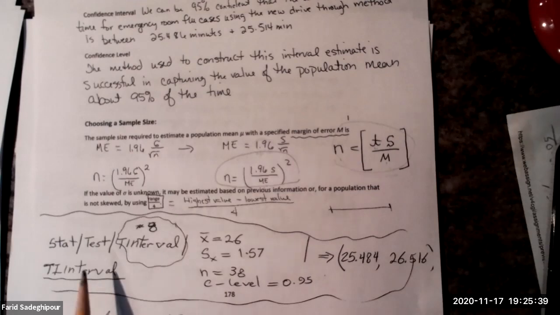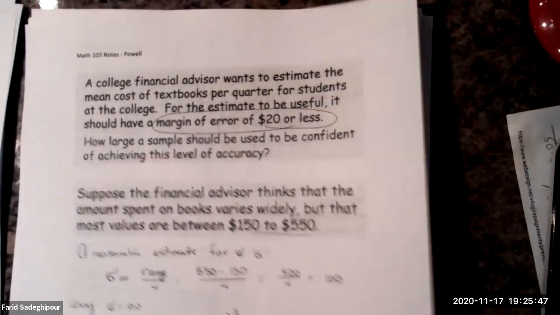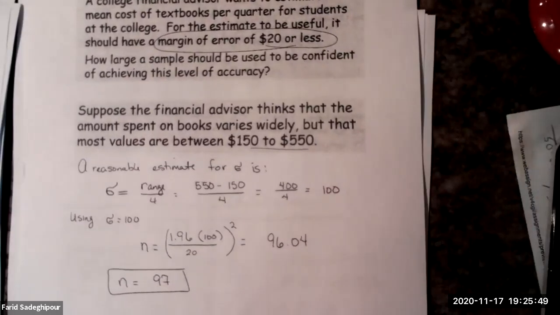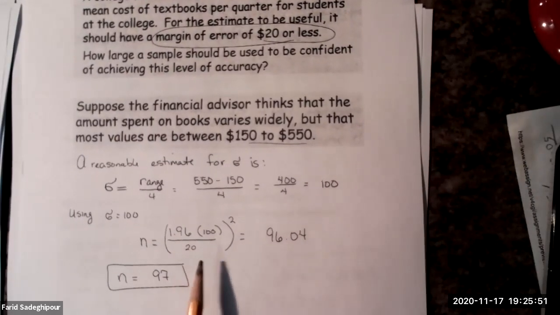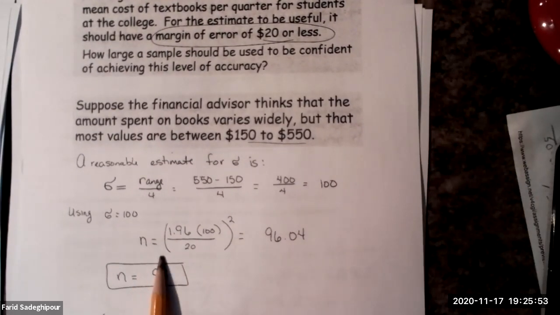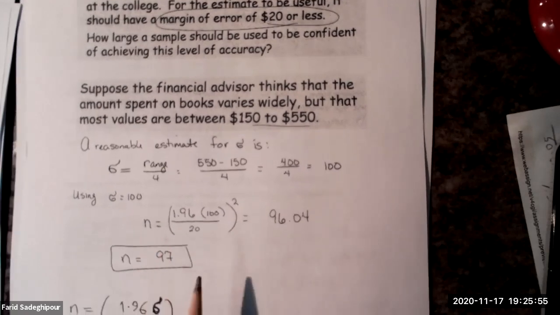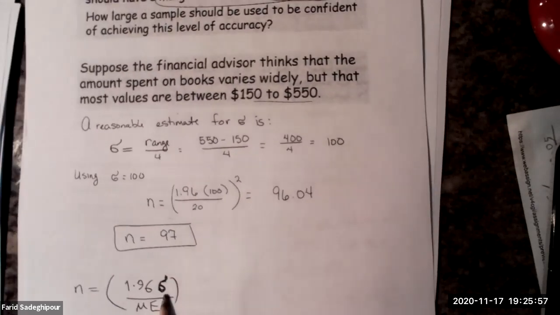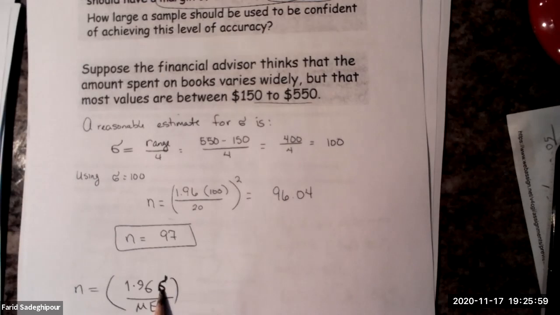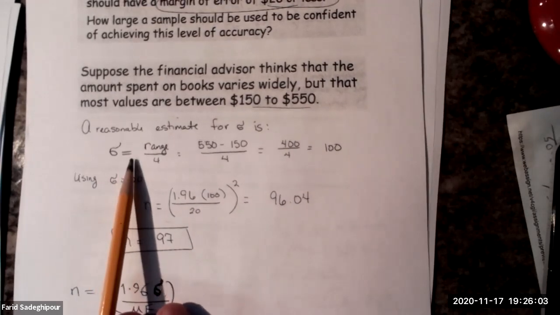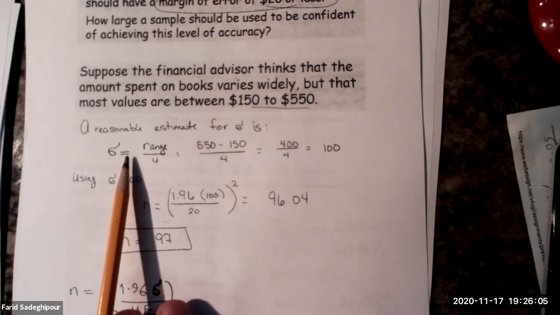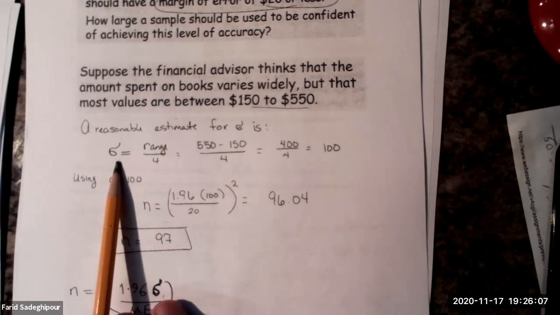And here I show you how to use the calculator to find the T interval. If you want to use the sample size, we need a standard deviation of the population, but the population standard deviation normally is not given. If it's not given, you could use this formula. This is the quick way of finding a standard deviation.